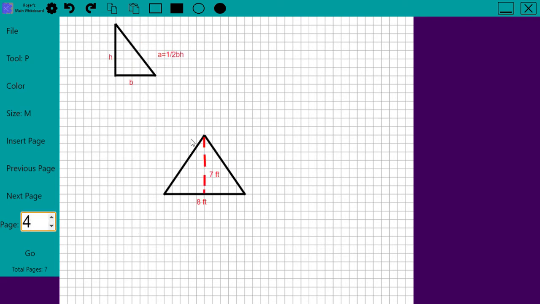The shape here is our triangle. The formula for finding the area of a triangle is 1/2 your base times your height. The base is the bottom of your triangle, and the height is the number of units from the base to the top of it. So here's a practical example. Our base is 8 feet, so 1/2 of 8 is 4. Then 4 times 7 is our area for this triangle, which is 28 square feet.